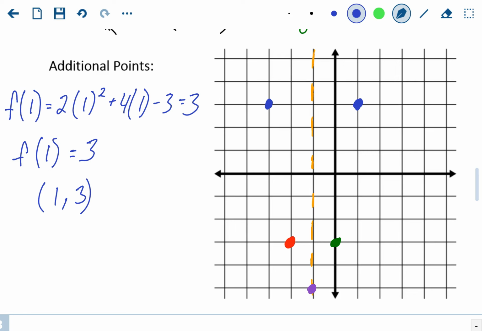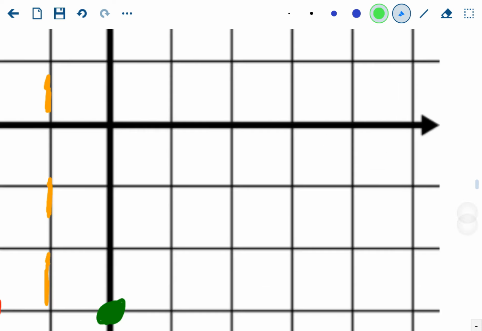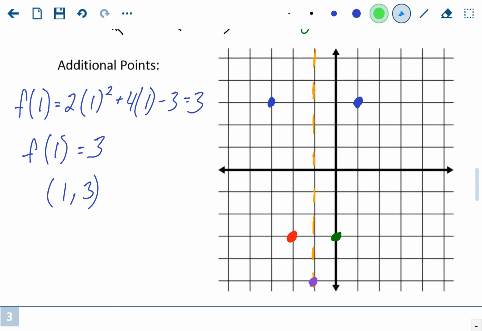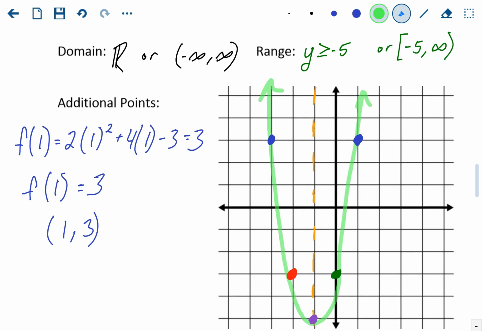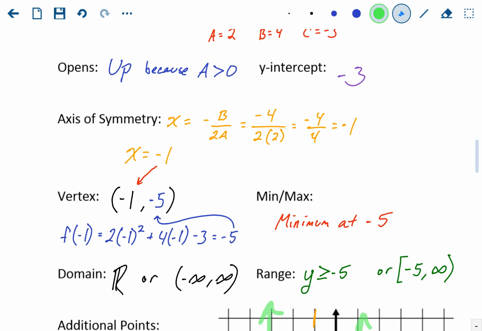So now I could go ahead and connect my dots, I'll try my best to get a good U-shaped parabola here. All right, not perfect, but good enough. All right, and that's a lot of information. We got a lot of information from just knowing the equation.